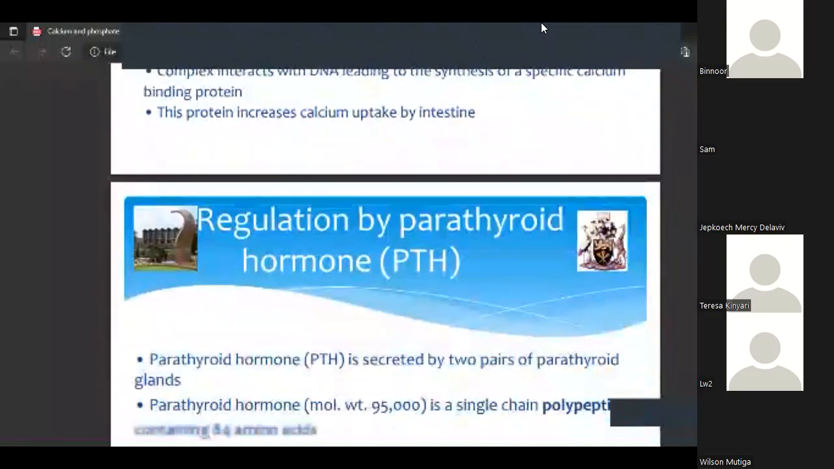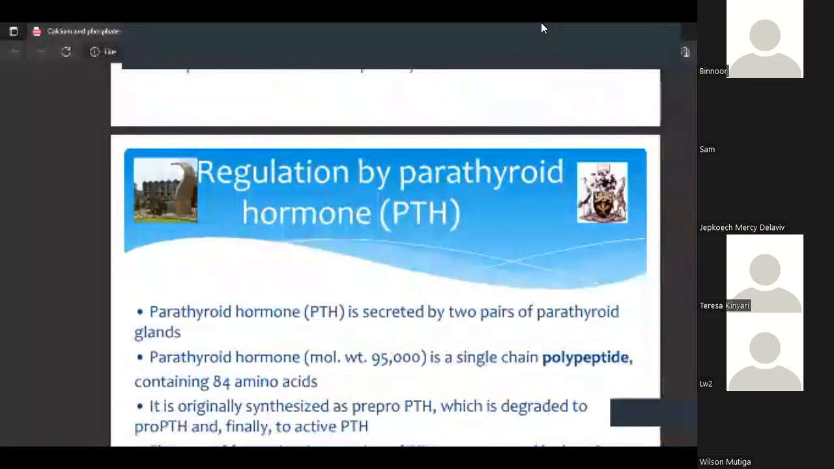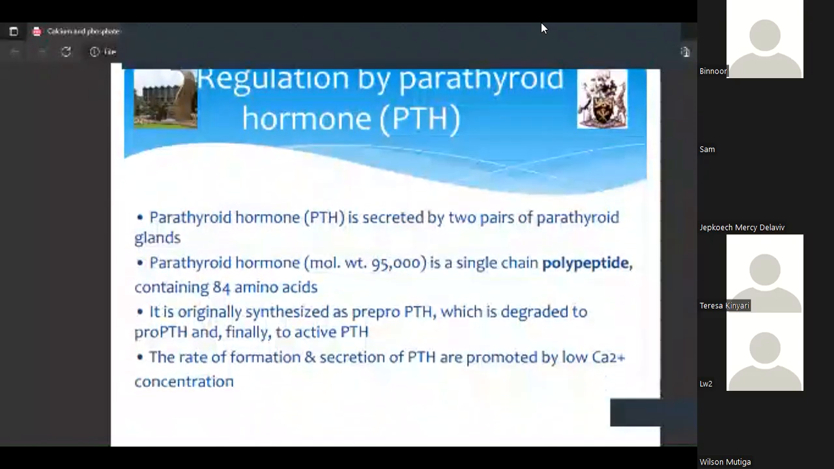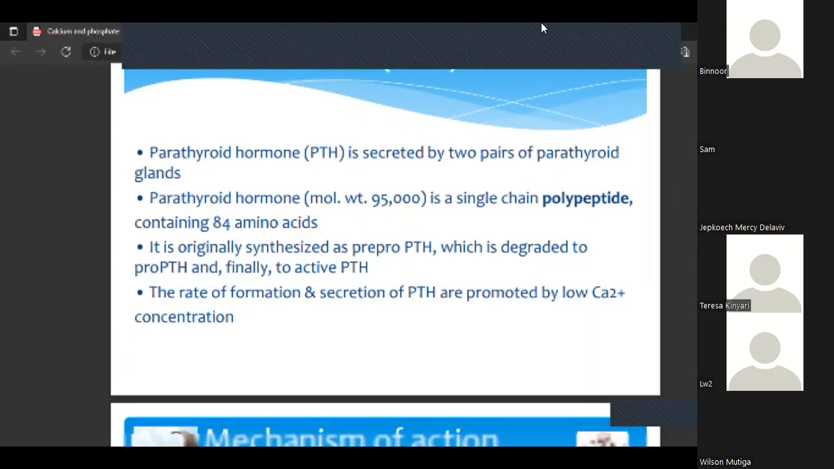So let's talk about parathyroid hormone. Parathyroid hormone is secreted by two pairs of parathyroid glands, which are usually anatomically located posterior to the thyroid gland. Parathyroid hormone has a molecular weight of 95,000. It's a single chain polypeptide with 84 amino acids. Originally, just like most of the other protein hormones, peptide hormones, it's a pre-pro hormone degraded into a pro hormone and then into an active hormone. The rate of secretion of parathyroid hormone is usually promoted by low calcium levels. So low calcium levels are the trigger for PTH secretion.